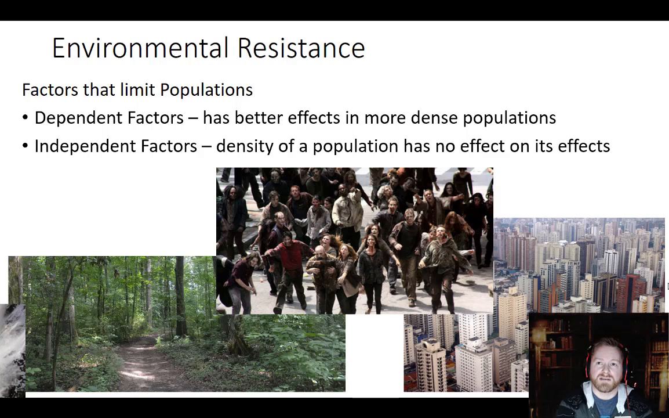So things like wildfires moving through. Does it matter if there's 10 people or if there's 100 people? A wildfire is going to do its thing. An asteroid hitting the planet is going to do its thing regardless of how many people are there. So it would be an independent factor, because those all would limit population growth. And so those are just different categories of environmental resistance that we can put things in as they limit population growth.